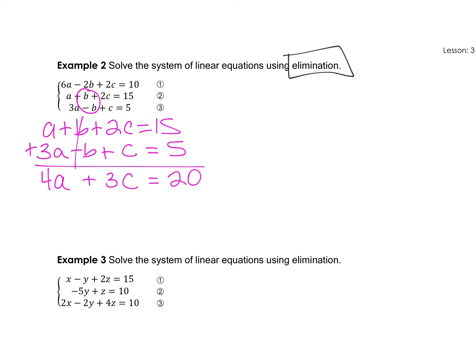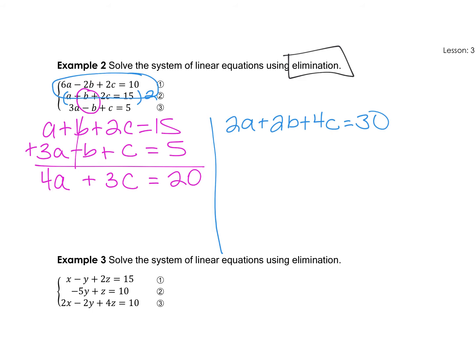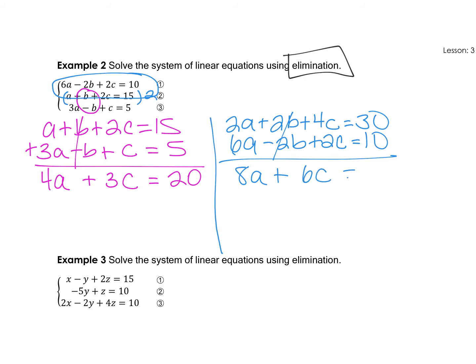All right, so now step 2, you're doing the same thing and eliminating the same variable, but you have to use two other equations. So I'm going to use these top two, but I would have to multiply the second one by a 2. So that would be 2a plus 2b plus 4c equals 30. So I multiplied that second equation by a 2, and then I'm bringing down that top equation right below it. So you should be eliminating the same variable on step 1 and step 2. So notice my b's cancel. I get 8a plus 6c equals 40. Notice here we can simplify this equation by dividing it all by a 2. So that's 4a plus 3c equals 20.